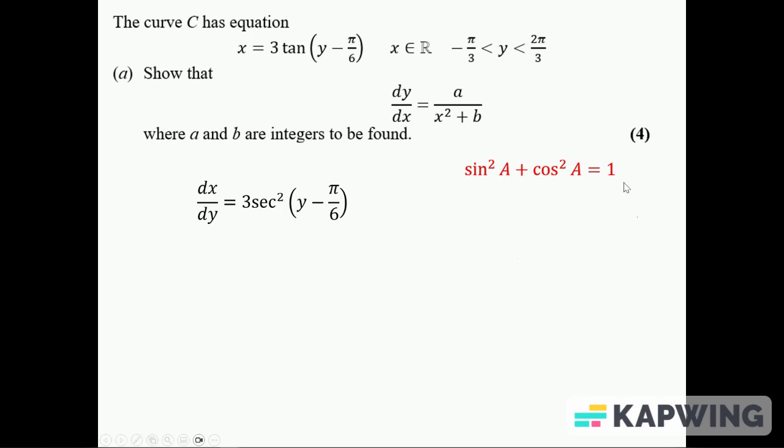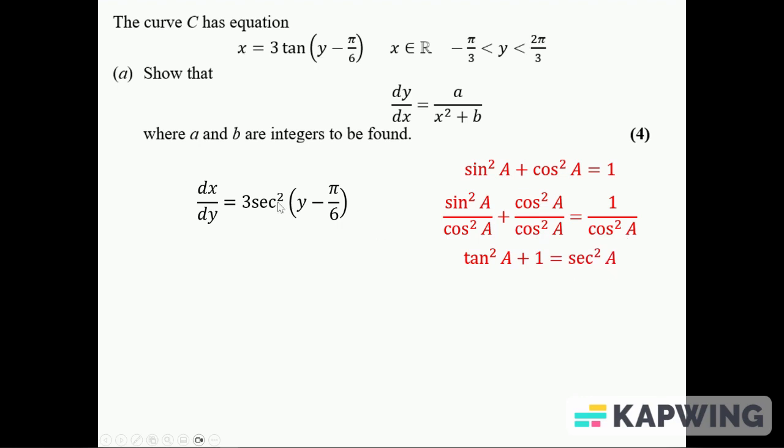We know that sine squared plus cos squared is equal to 1. If we divide it all by cos squared, we get sine squared over cos squared, plus 1 over cos squared, which gives us that tan squared plus 1 is equal to sec squared. So I can write this sec squared as tan squared plus 1. So this is 3 lots of tan squared of (y minus pi over 6) plus 1.